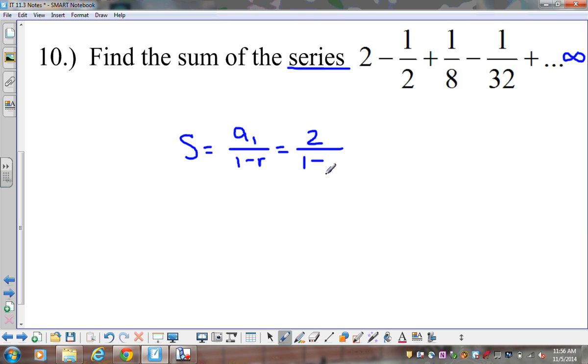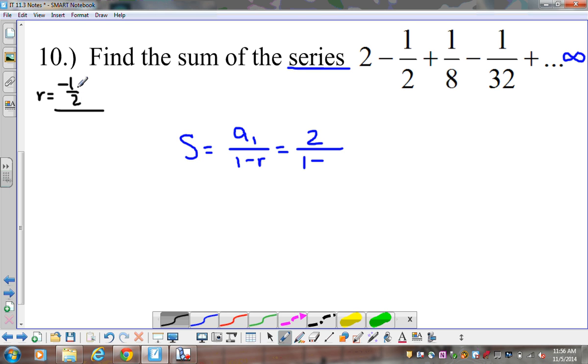Now, I got to find my common ratio. Once again, to find my common ratio, I'm just going to do that right over here. It's my second term, which is negative 1/2, divided by my first term, which is 2. Or I'm going to call it 2 over 1. Remember, a fraction divided by a fraction means multiply by the reciprocal. So I got negative 1/2 times the reciprocal of 2 over 1, which is 1 over 2. If I multiply fractions straight across, I get negative 1 over 4. So my common ratio here is negative 1/4.